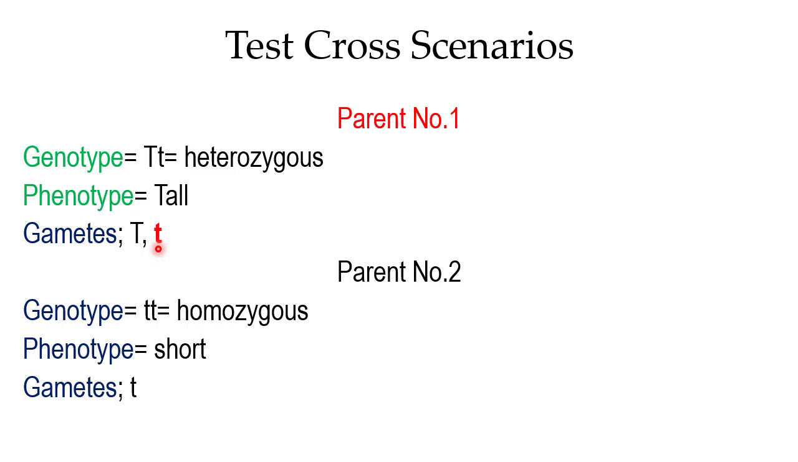50% of the gametes are going to give you the small t. And again, as we are talking about the test cross, the second parent would be homozygous recessive and short in phenotype. In this particular case, you are only going to get a single type of gamete. So this would be one difference. In the homozygous form, you are getting a single kind of gamete in the dominant phenotype, but in the case of the heterozygous one, you are going to see two types of gametes.